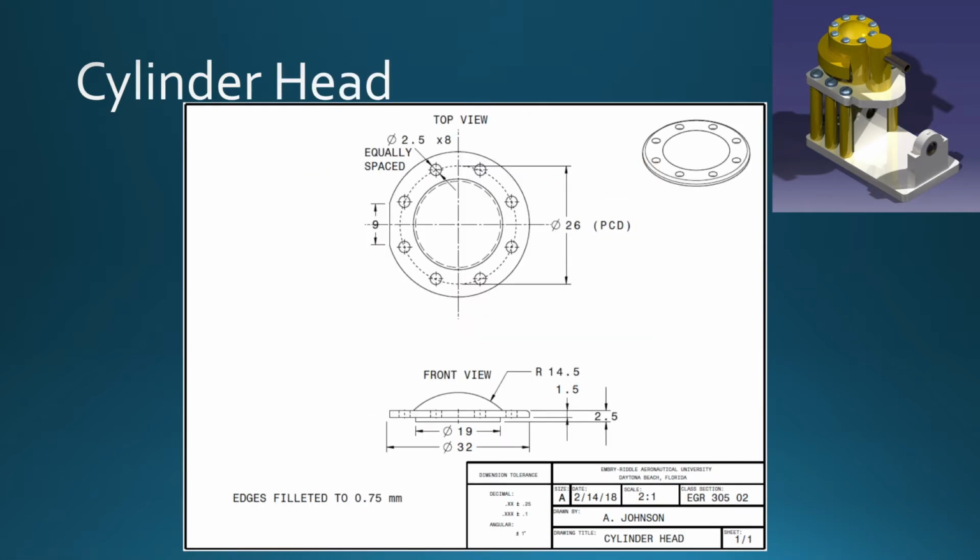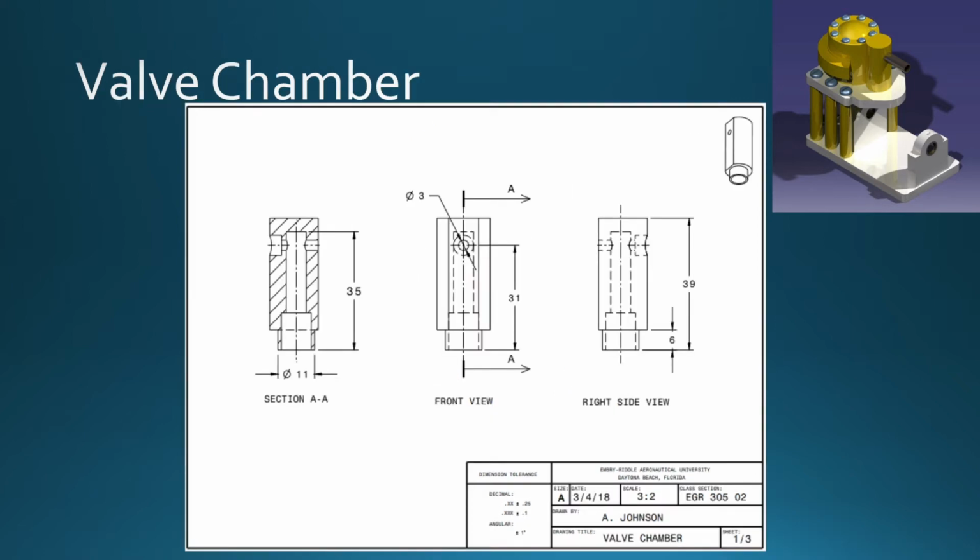The piece that went on top of that is the cylinder head, and so you can see those matching holes, and again the 26 millimeter diameter PCD. All of our units are in millimeters. Honestly, it's just the hat that went on the cylinder. I created a profile, and then I used the shaft command to rotate it. That's how it started.